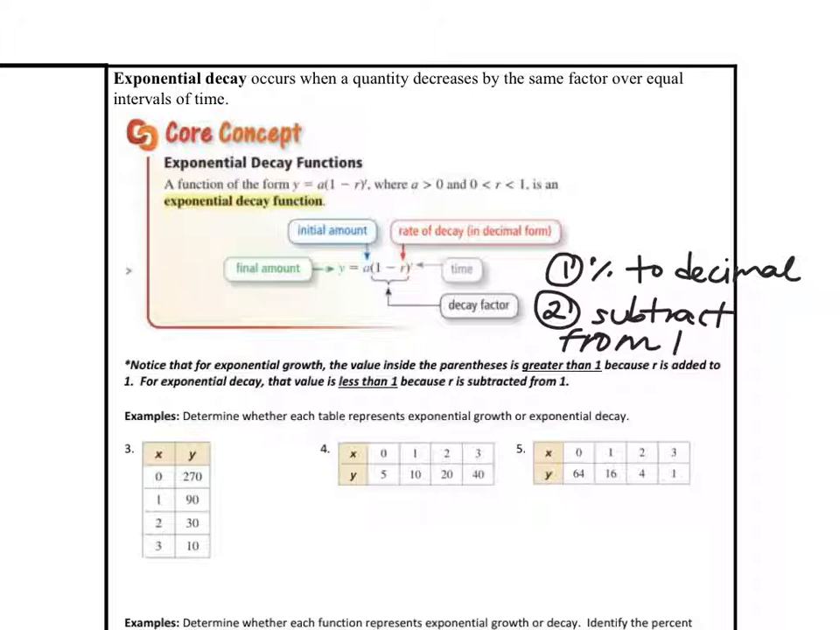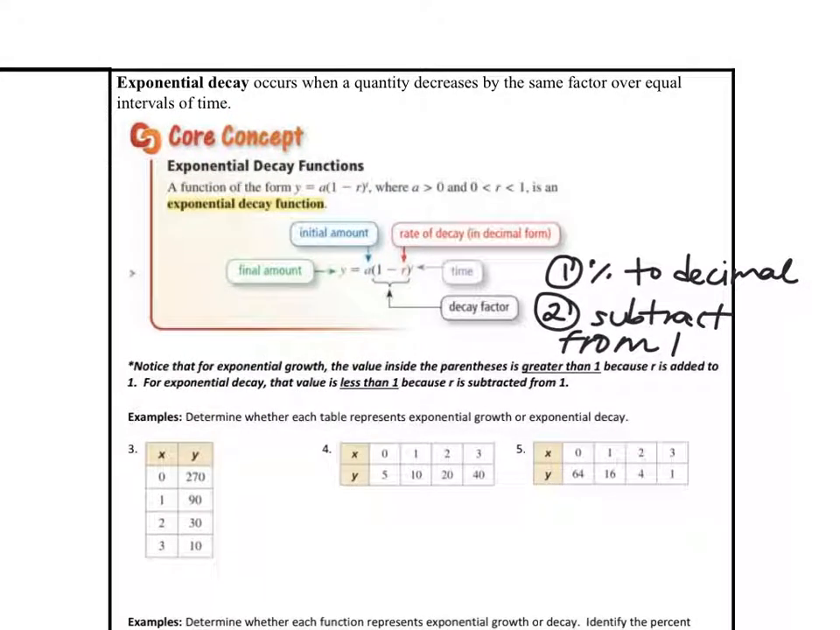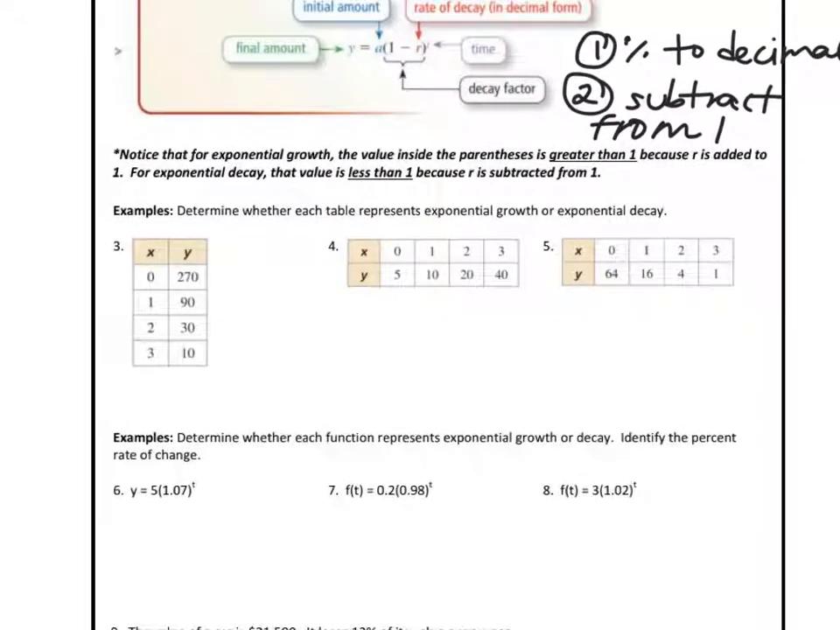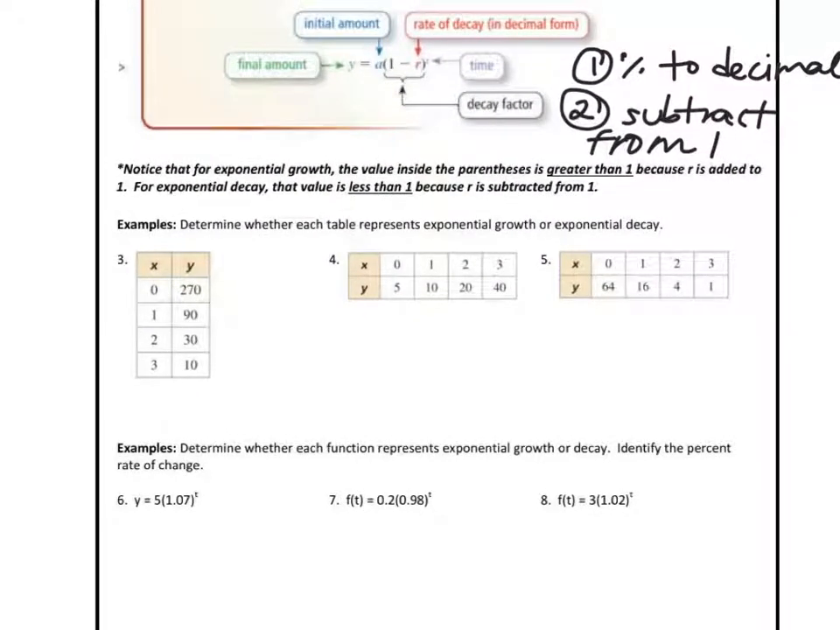First, we're just going to look at some stuff and decide growth or decay. So look at that little note there. It's got a star next to it. Notice that for exponential growth, the value inside the parentheses ends up being greater than 1. If you don't believe me, flip it over to the front. Both things we had, 1.08 and 1.15, are greater than 1 because r has been added to 1. For exponential decay, it will be less than 1 because r is subtracted.